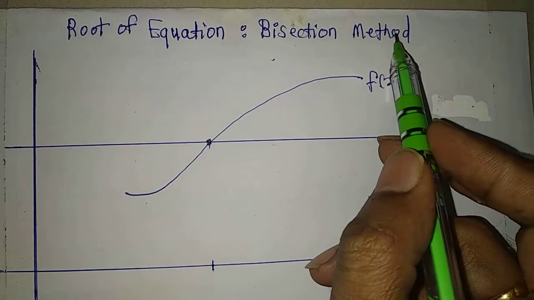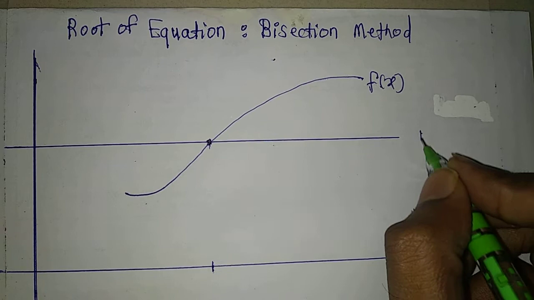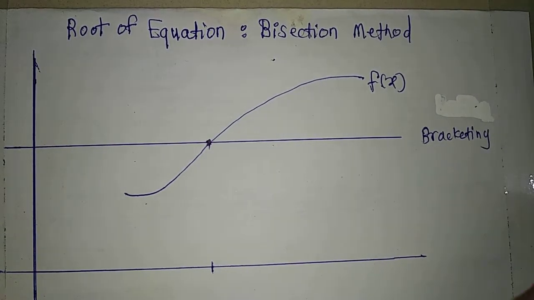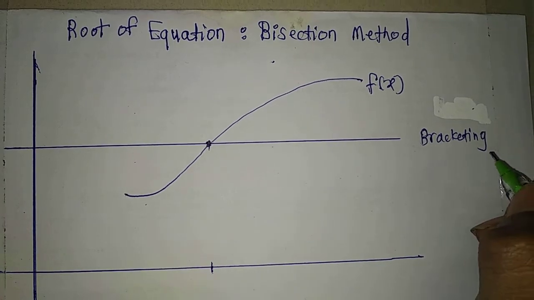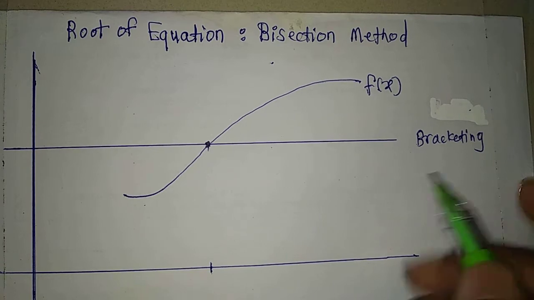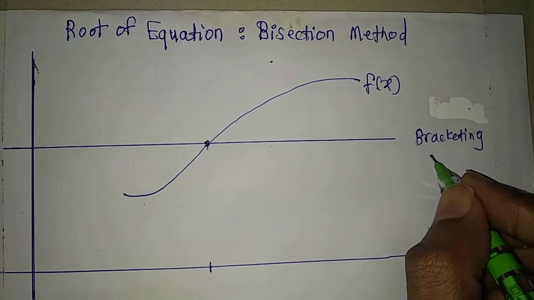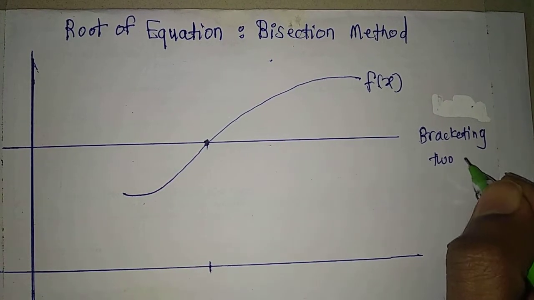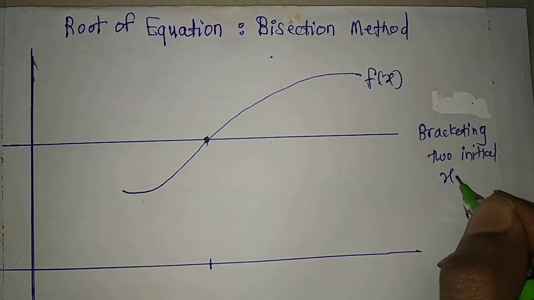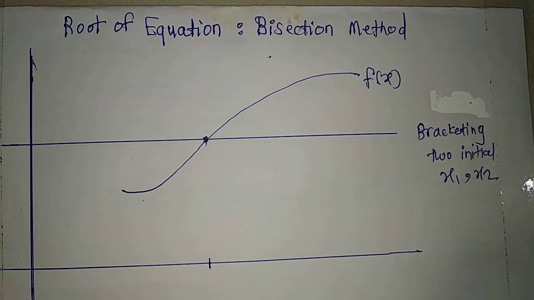So the bisection method is a bracketing type of method. What do we mean by a bracketing type of method? In the case of a bracketing method, we have to assume two initial guesses, that is x1 and x2.